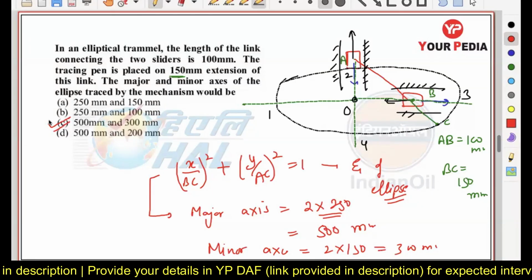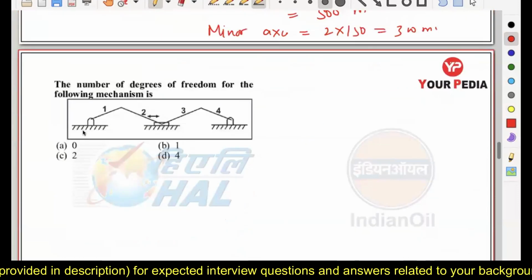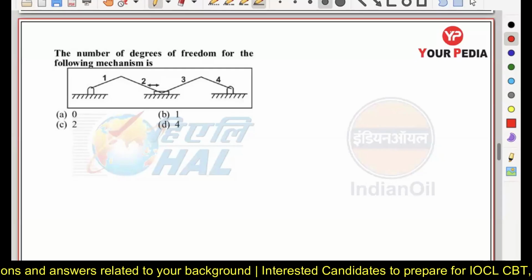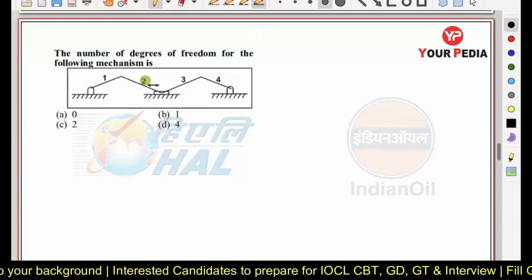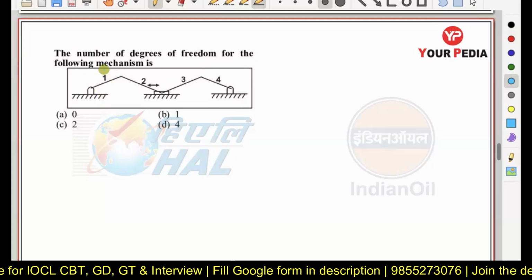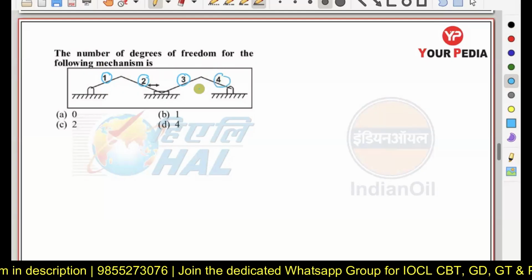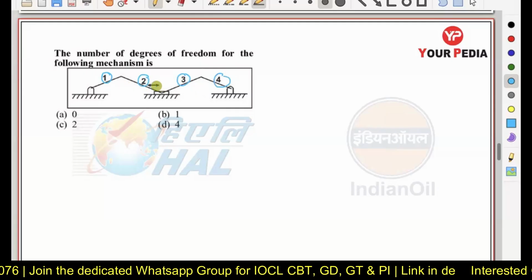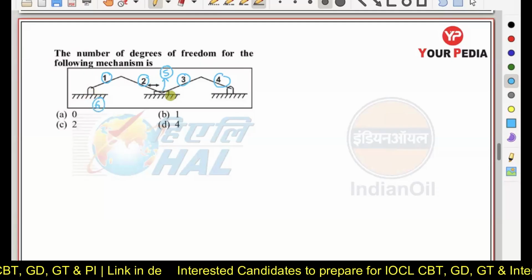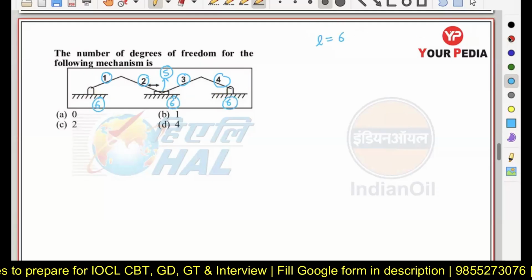So that's again a very simple case now. Now coming back to the next question. The number of degrees of freedom for the following mechanism is going to be? Now just see. In this question first, how many links are there? Link number 1, link number 2, link number 3, link number 4, and link number 5. This is link number 5 here, slider. And this is link number 6, fixed link. So in total, we have the total number of links as 6.